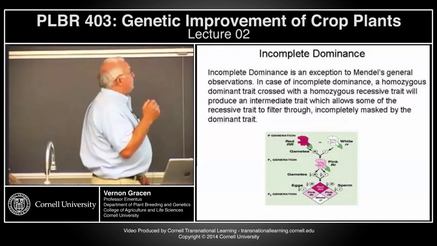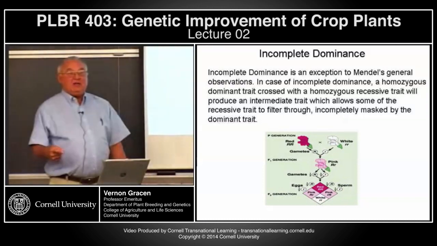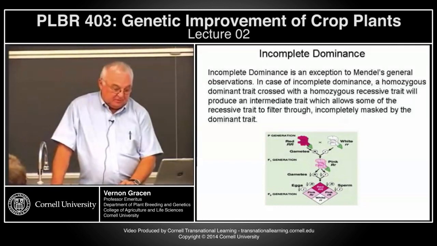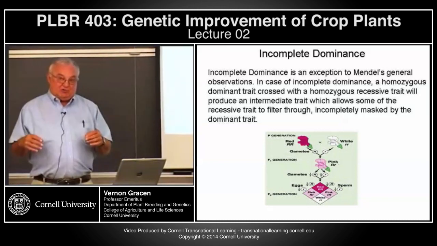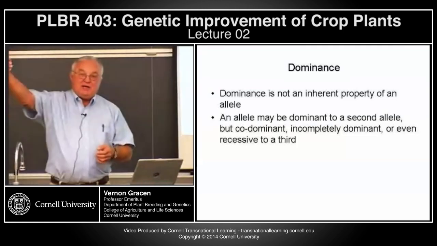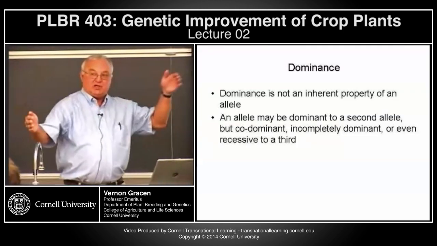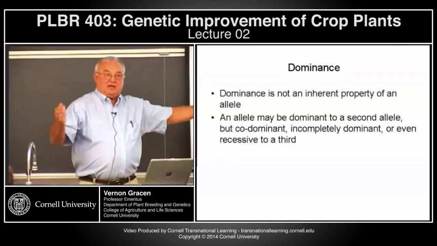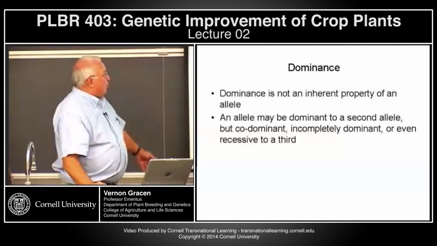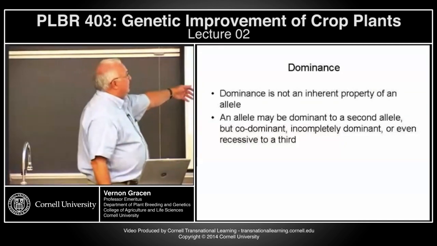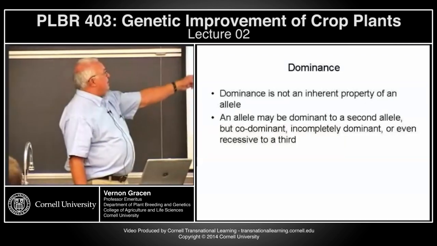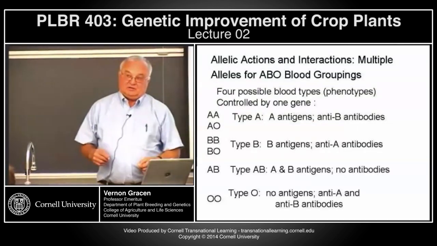Before we go any further with dominance, dominance is not an inherent property of the allele. Dominance describes a relationship between two alleles. One allele could be dominant to a second allele and recessive to a third allele, and that happens in lots of cases. Or, more complexly, it could be dominant to a second allele, and recessive, codominant, or incompletely dominant to a third allele.